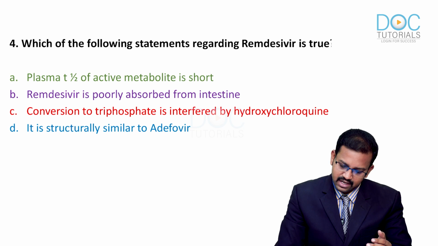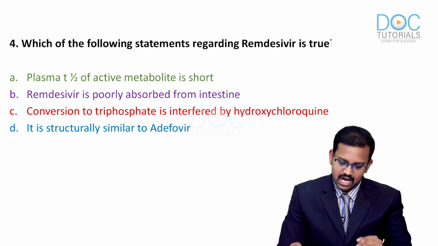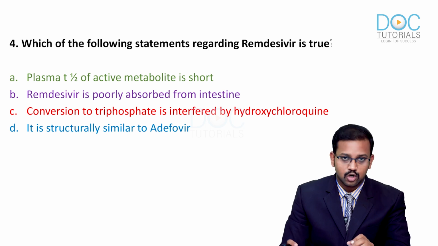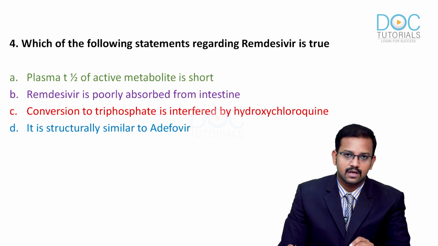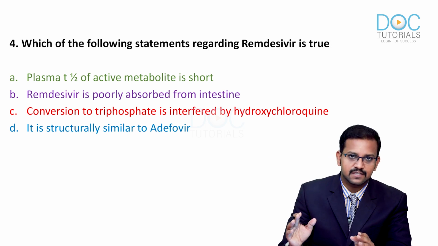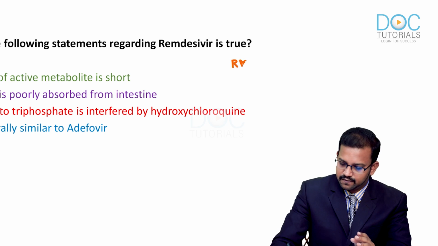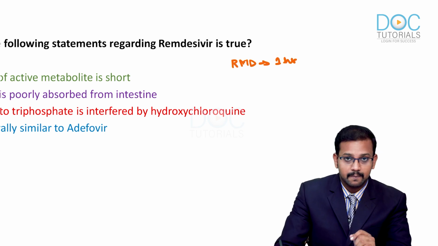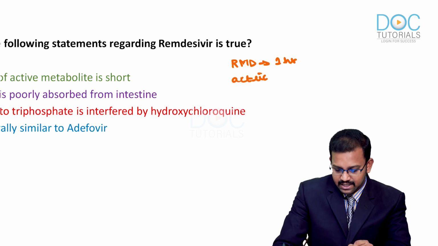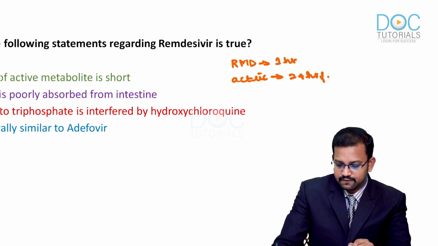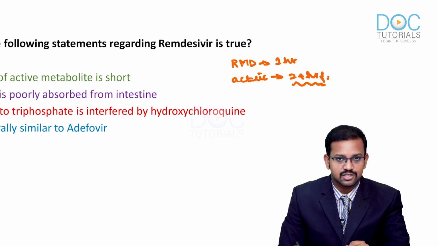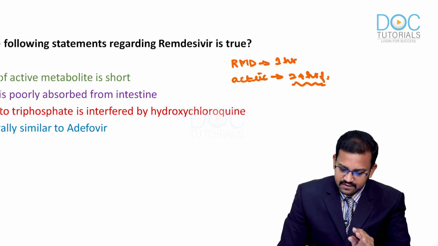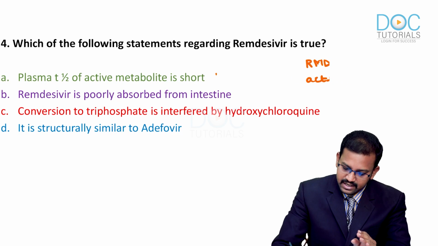Which of the following statements regarding Remdesivir is true? Plasma half-life of active metabolite is short. Let's talk about individual statements, guys, whether they are true or false. The first statement: plasma half-life of active metabolite is short. The plasma half-life of Remdesivir is short, it is just 1 hour, but the plasma half-life of the active metabolite is longer. It lasts for around 24 hours. Both are different, guys. So the statement says plasma half-life of active metabolite is short. No, the active metabolite is longer. Remdesivir itself alone has a shorter half-life. So this statement is false.